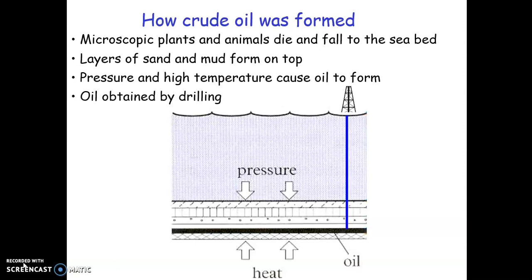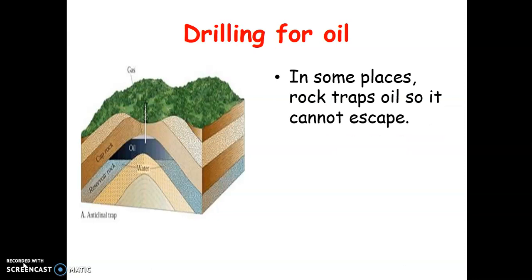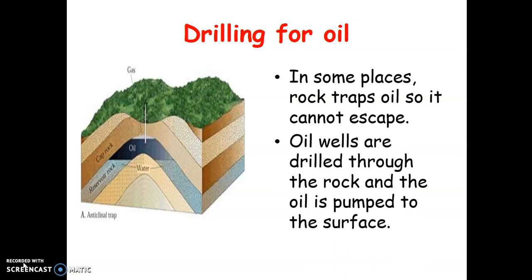We get to that oil by drilling down through the sand and mud, which will have become rock, and the oil is then released and it travels back up and is then transported to wherever it needs to go for processing. If it gets trapped in or by rock, it cannot escape, so we drill down through the rock once we've figured out where it is, and we obtain the crude oil.